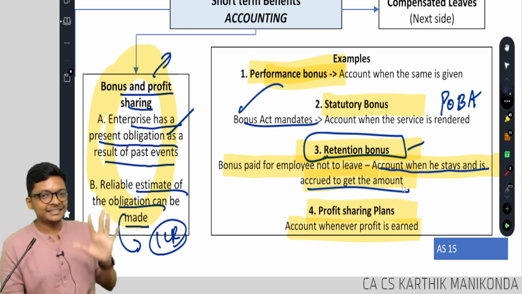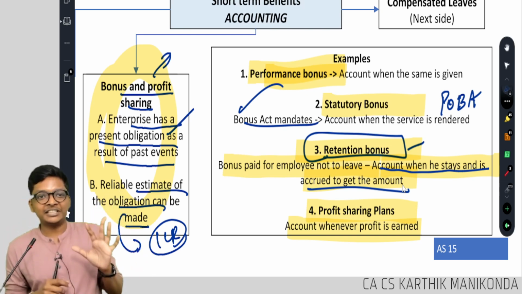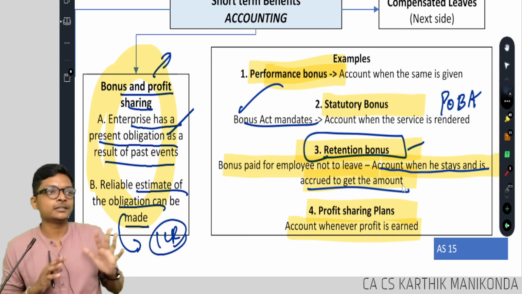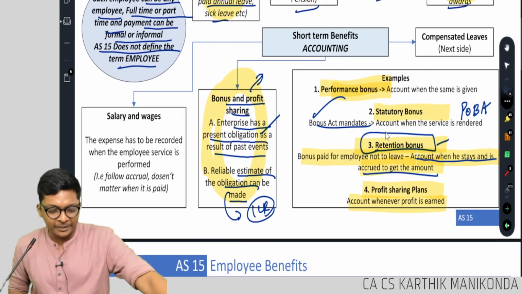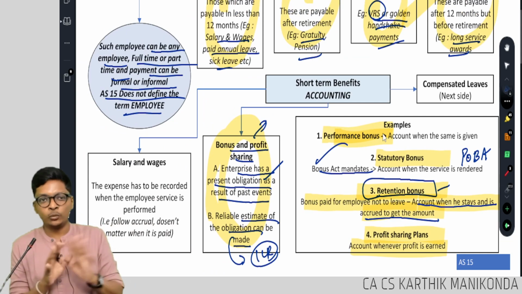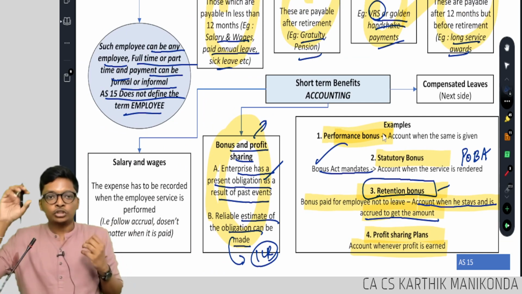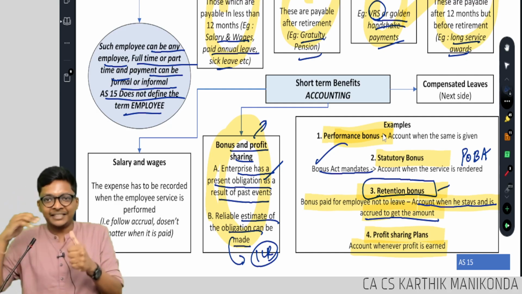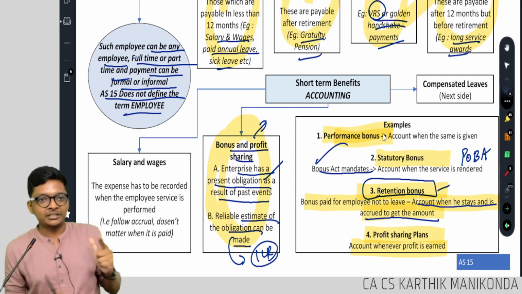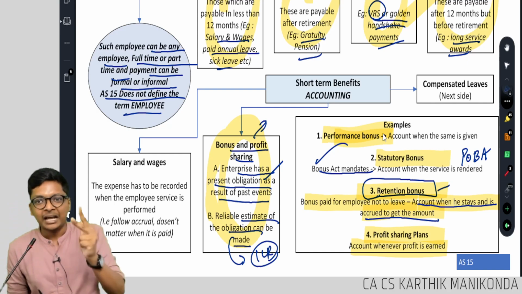Sir, to tell it in simple, bonus and profit sharing account when it's accrued. That's it. So for exam, what to remember, sir? Whatever examples you gave, I don't want. Exam, what should I remember? Short-term benefits, salary and wages, account using accrual concept. Bonus, account using accrual concept.